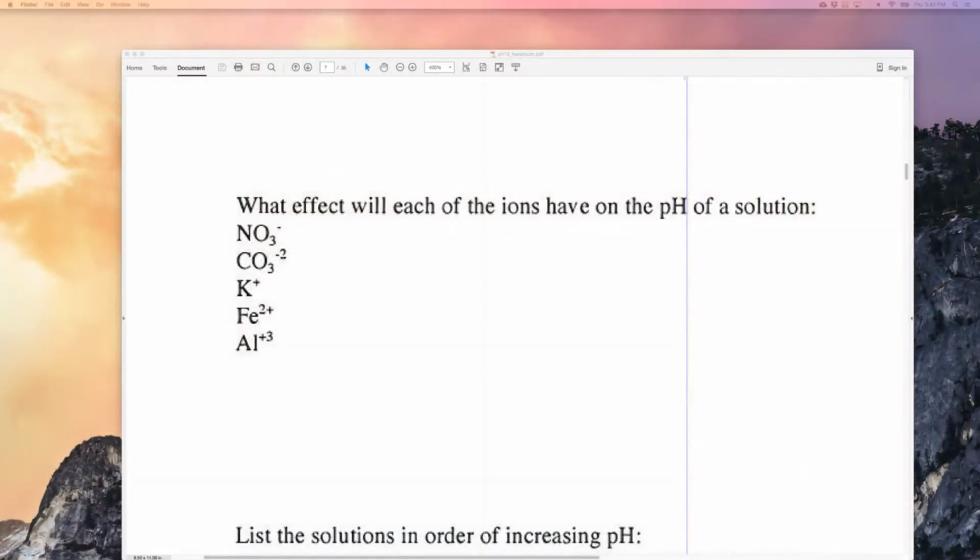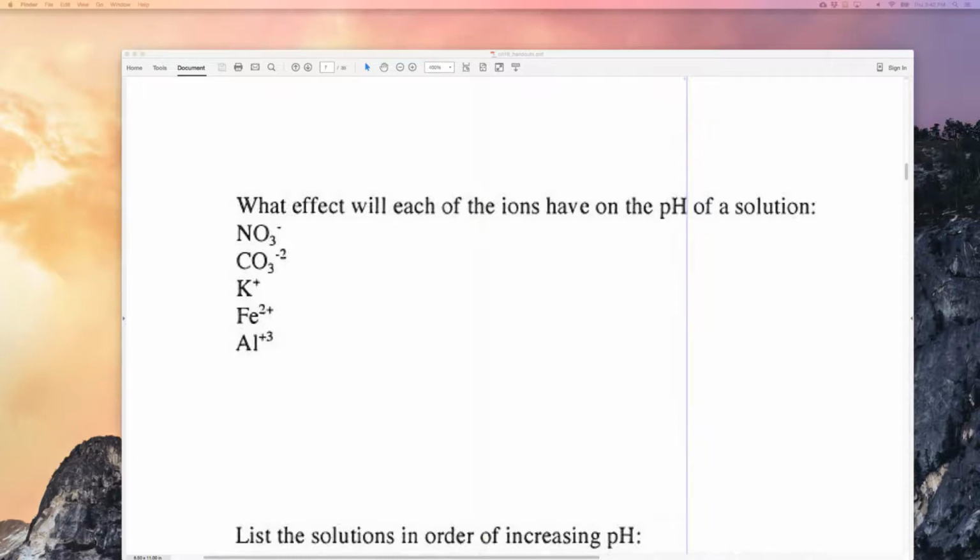I have uploaded this as a worksheet. It is chapter 16. It's underneath chapter 16 handouts. And I would like to talk a little bit about these and what effect they would have, and then also talk a little bit about whether we can rank them if necessary.